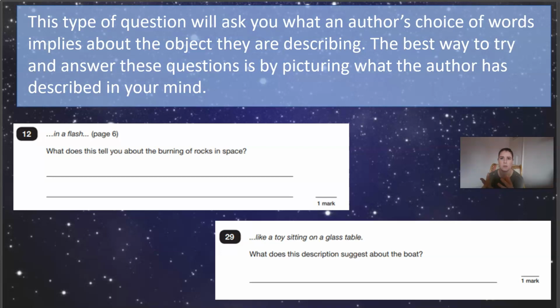But then you could think, well, is it not moving because there's no current and there's no wind creating any waves? Or is it sitting on the water because maybe it's stuck in ice? Are we now thinking of a winter scene rather than a summery scene? So it gets you to think about what that author might be wanting you to think about.